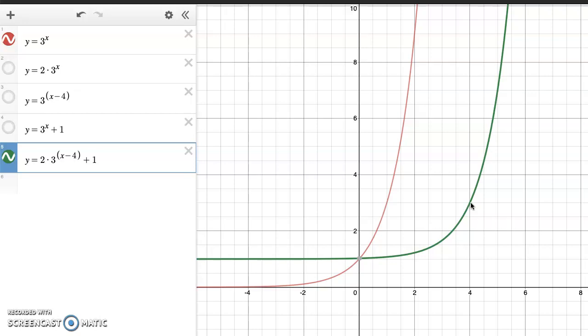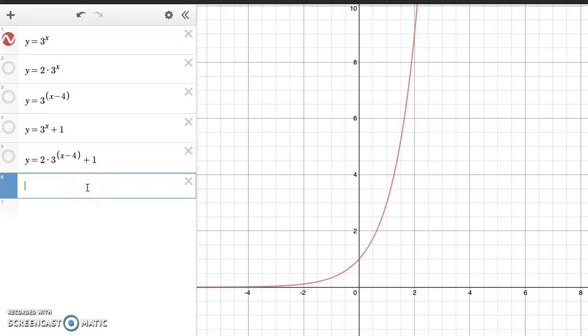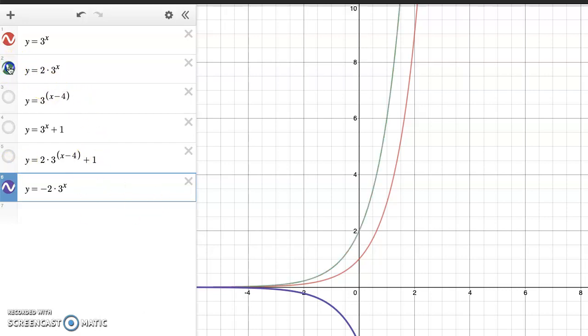Now I want to do one more thing, and that is to put a negative number in the front. So let's go here and say y equals -2 times 3 to the x. Whoops, I typed that wrong. -2 times 3 to the x. Anybody have any guesses as to what that's going to look like? What's the negative going to do? Oh, turns it upside down. Okay, so it takes this graph here, which is a green graph, and just flips it over the x-axis, turns it upside down. And that, in a nutshell, is how we transform exponential functions.